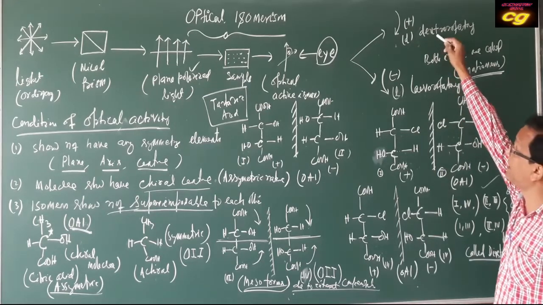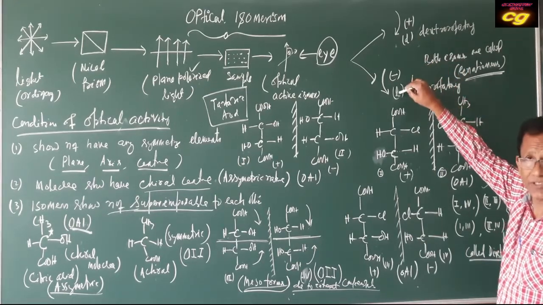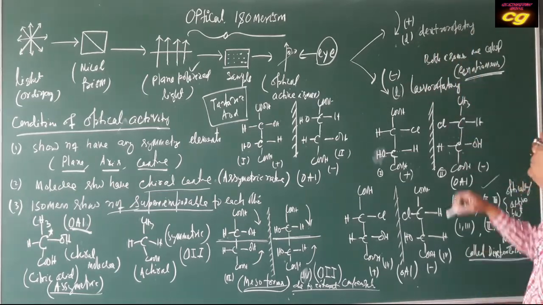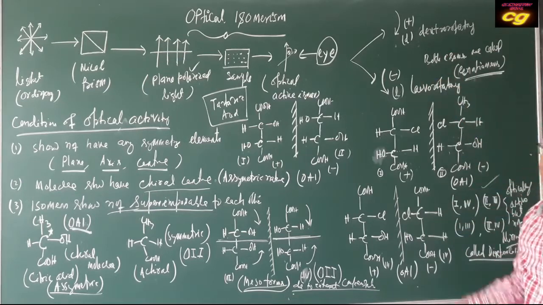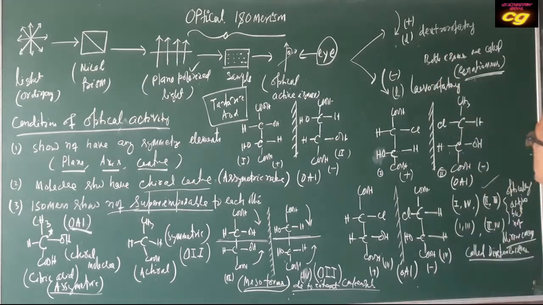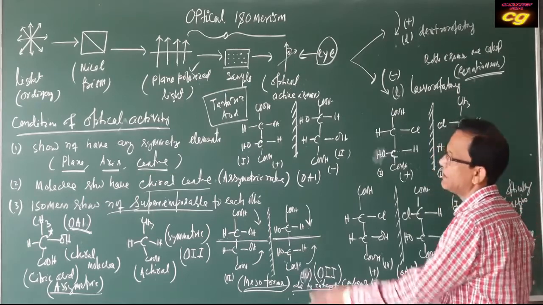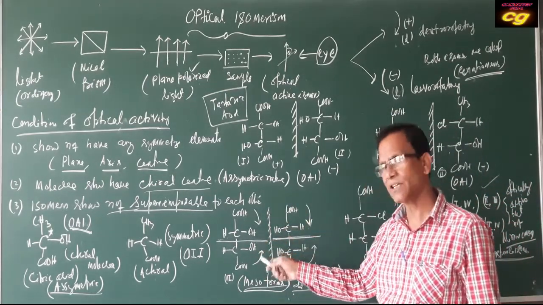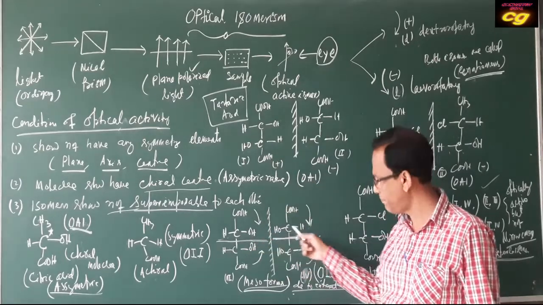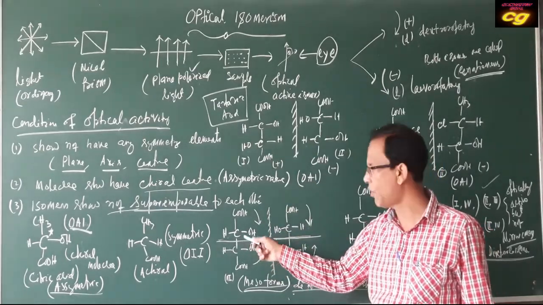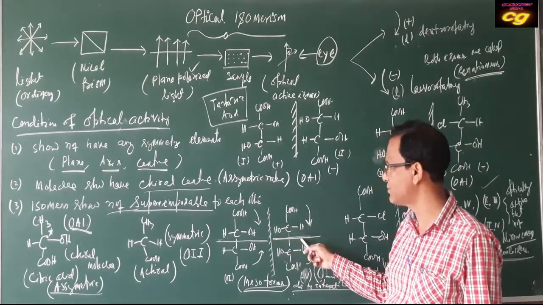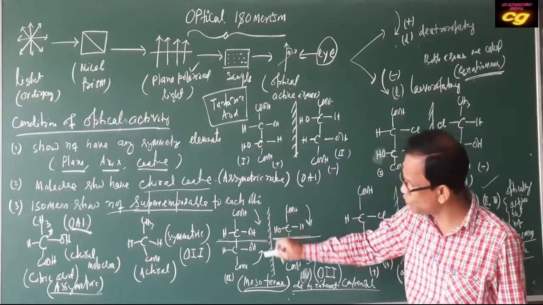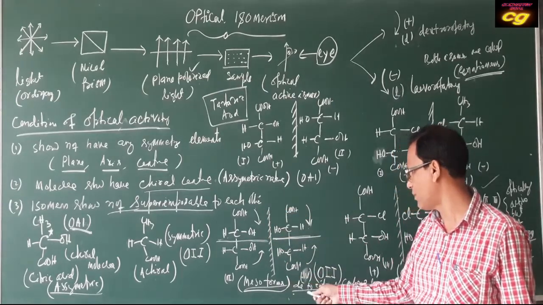But optically active plus and minus of the same molecule are called what? Enantiomers. These are called enantiomers. And what are mesomers? Mesomers means optically inactive and mirror image. Optically inactive and mirror image. If a mirror image is there, these are called mesomers, mainly due to internal compensation.